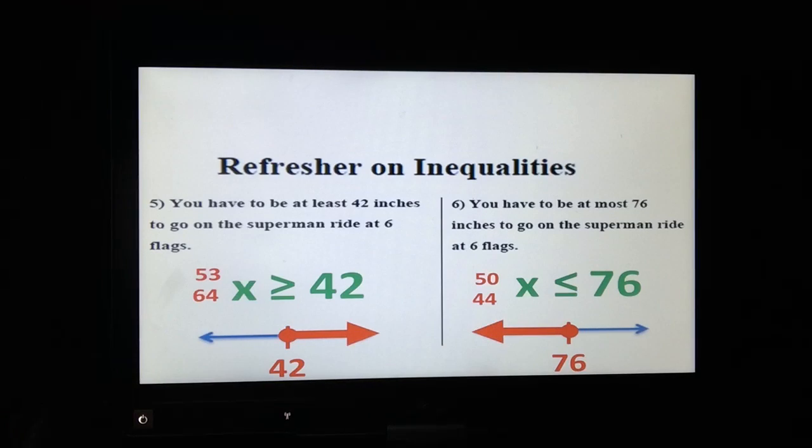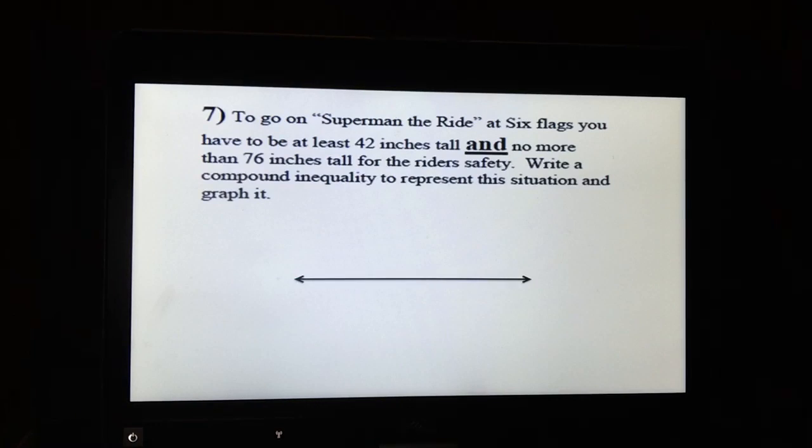Now, notice that number 5 and number 6 are both Superman rides. Now, what we're about to do is we're going to create a compound inequality. So we're going to do this one together. Now, I'm going to go ahead and read this for you. It says, to go on the Superman ride at Six Flags, you have to be at least 42 inches tall and no more than 76 inches tall for the rider's safety.